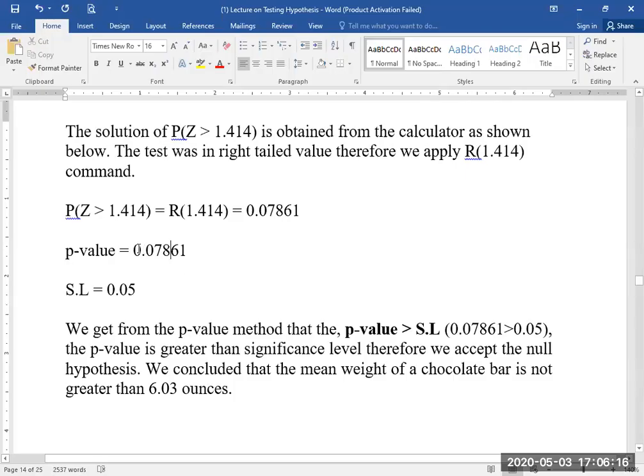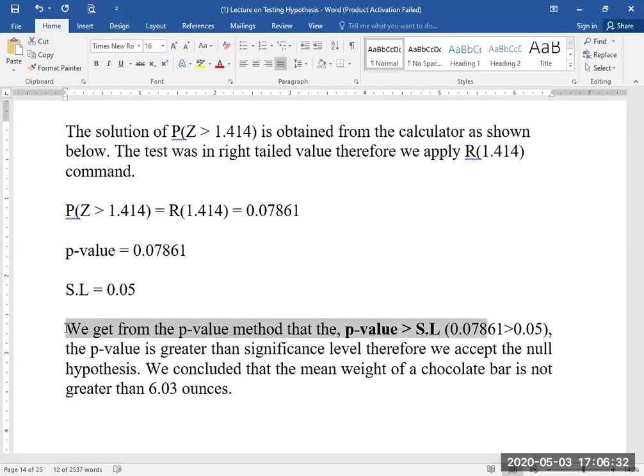Here, student, the p-value is 0.078. The significance level was 0.05. Now the result we get from the p-value method: the p-value is greater than the significance level because 0.07 is greater than 0.05. It is a one tail test, therefore we didn't divide the significance level by 2. The p-value is greater than the significance level, therefore we accept the null hypothesis. We conclude that the mean weight of the chocolate bar is not greater than 6.03.